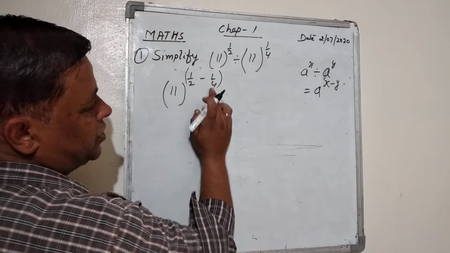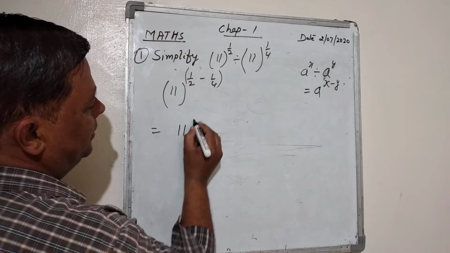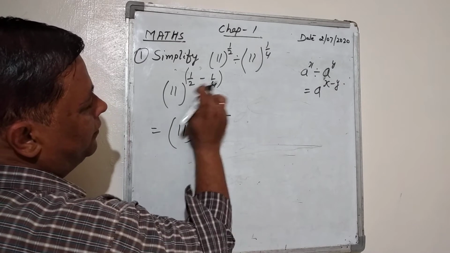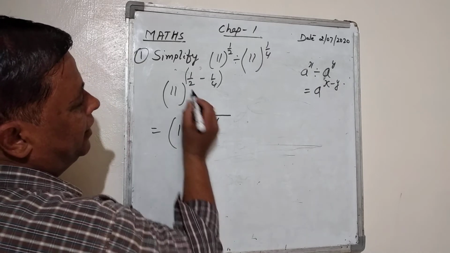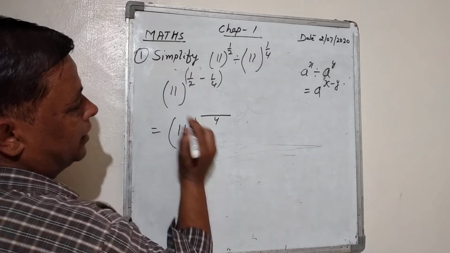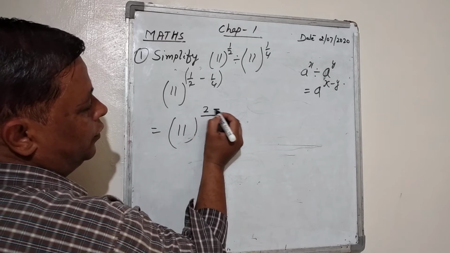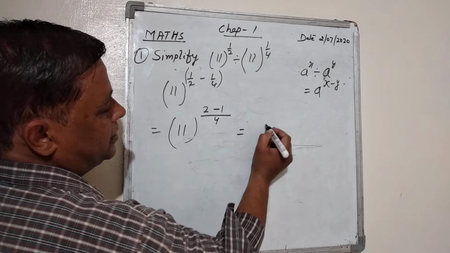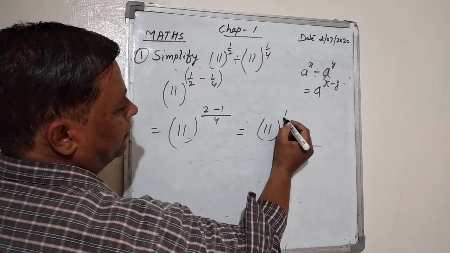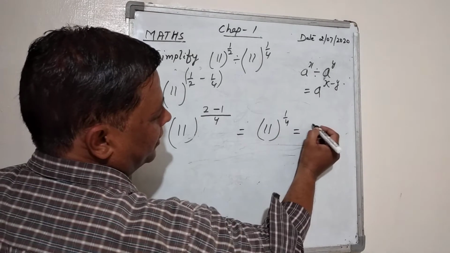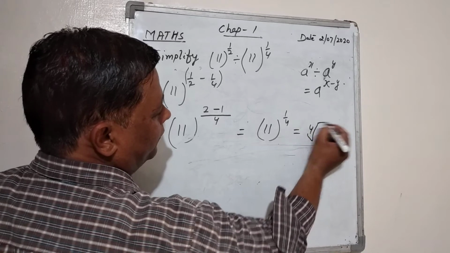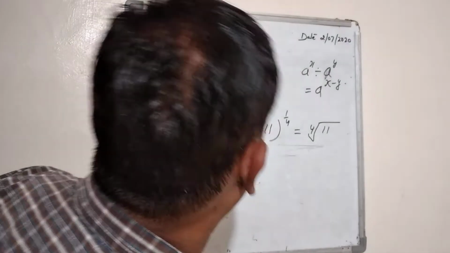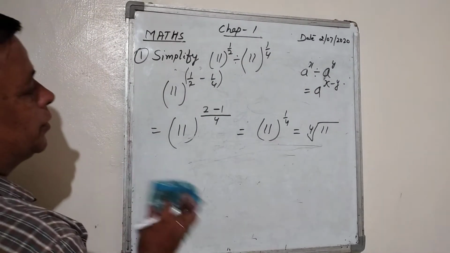We find out the subtraction of these fractions, that is 11 whole power. So we take the LCM of both 2 and 4, that becomes 4. 4 divided by 2 is 2, multiplied by 1, it is 2. 4 divided by 4 is 1, 1 multiplied by 1 is 1. So it is 11 to the power 1 by 4. That can also be written this way, 4th root of 11. So this way we can simplify the values by using laws of exponents.